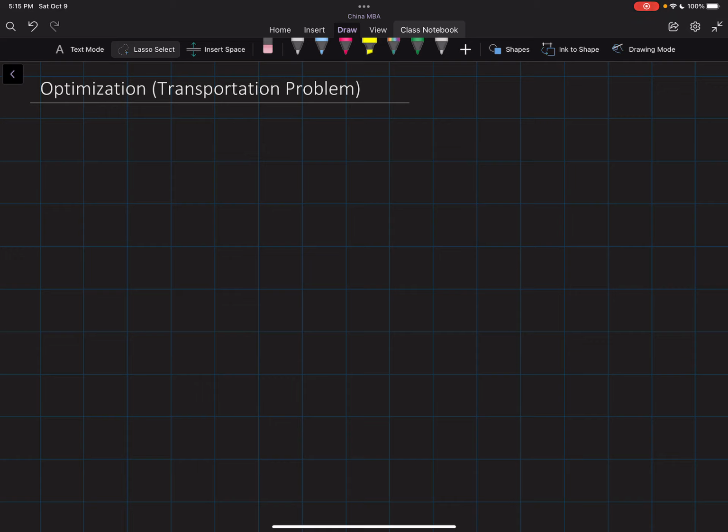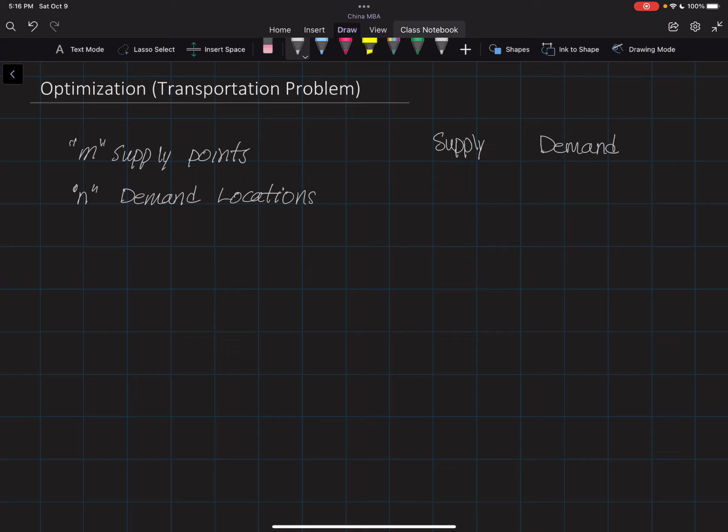Okay, let's discuss the modeling of the transportation problem, which is one of the linear optimization models that we will review in this chapter. Here we assume that we have m supply points and n demand locations. Suppose these are my supply points and these are my demand locations. So I have supply points 1, 2, 3, all the way to m, and demand points 1, 2, 3, all the way to n.